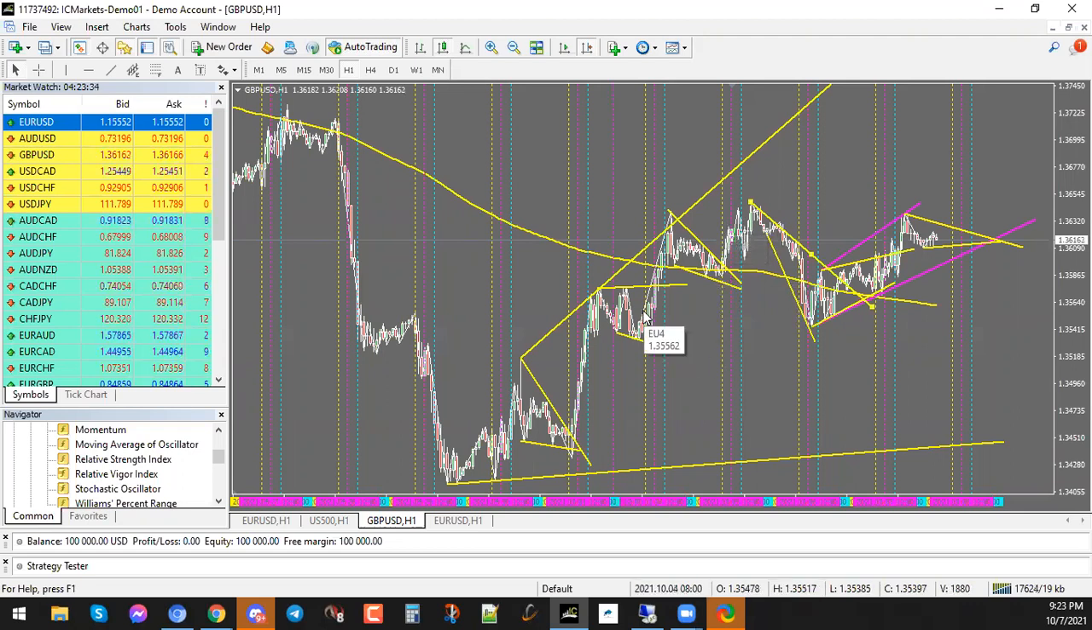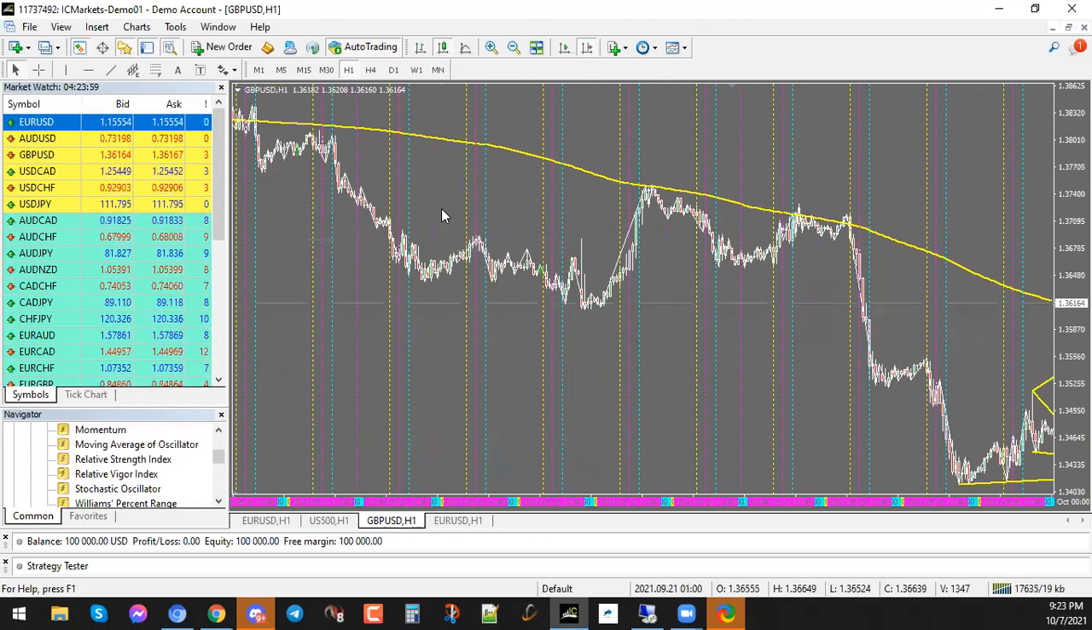So what happens in the off session is very important, and we need to understand how to identify these trends. The market is very structured. It is very structured. We just need to understand how to identify these structures in the market. So let's go back a little bit more.